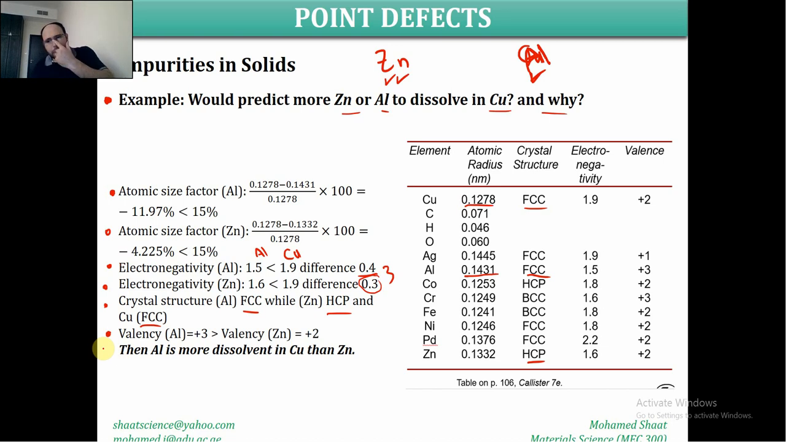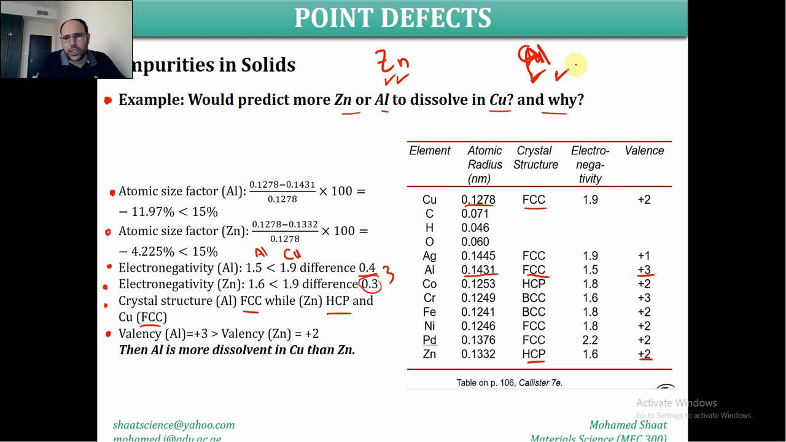The last condition is the valency, which is the number of free electrons, the electrons located in the outermost shell. They are 3 in aluminum and 2 in zinc. So the valence of aluminum is 3, but in zinc it is just 2. This indicates that aluminum is going to be more soluble than zinc in copper. This gives 1 more point to the aluminum.